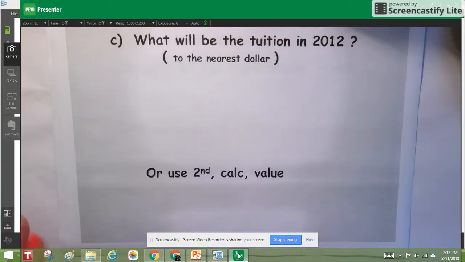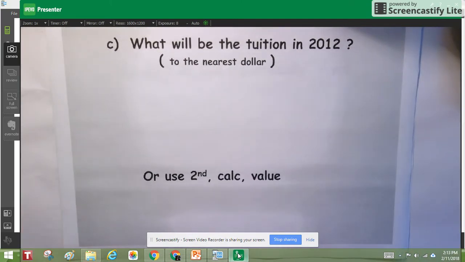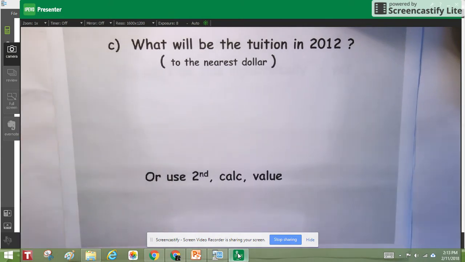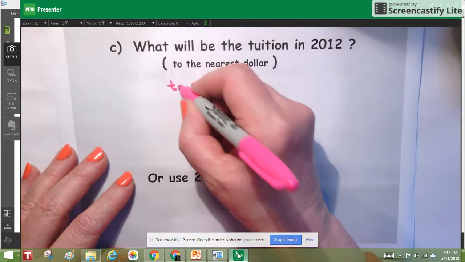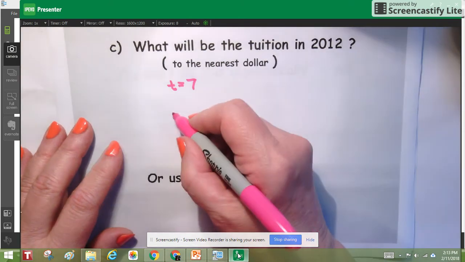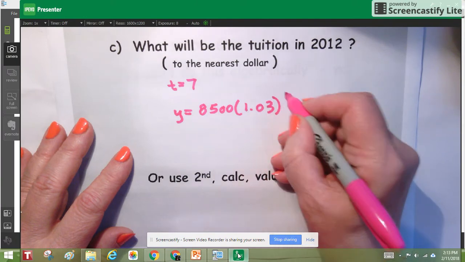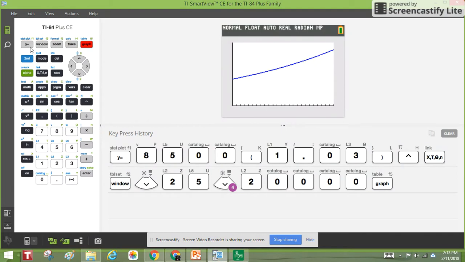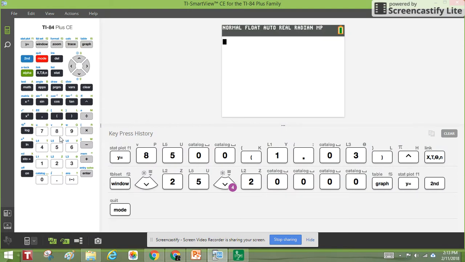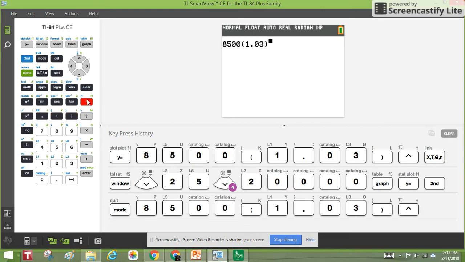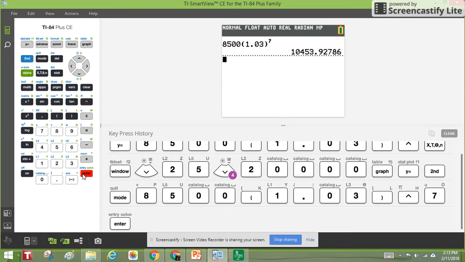They can ask another type of question. Now they can say, what will the tuition be in the year 2012? Well, if you remember, this problem started in 2005. So what they're really asking you is, what is y when t is 7? So we would just put in our equation, y equals 8,500 times 1.03 raised to the 7. We can just go to our calculator and put that in. 8,500 times 1.03 raised to the 7. And if I hit enter, you can see that the tuition would be about $10,453.54 if you round up.